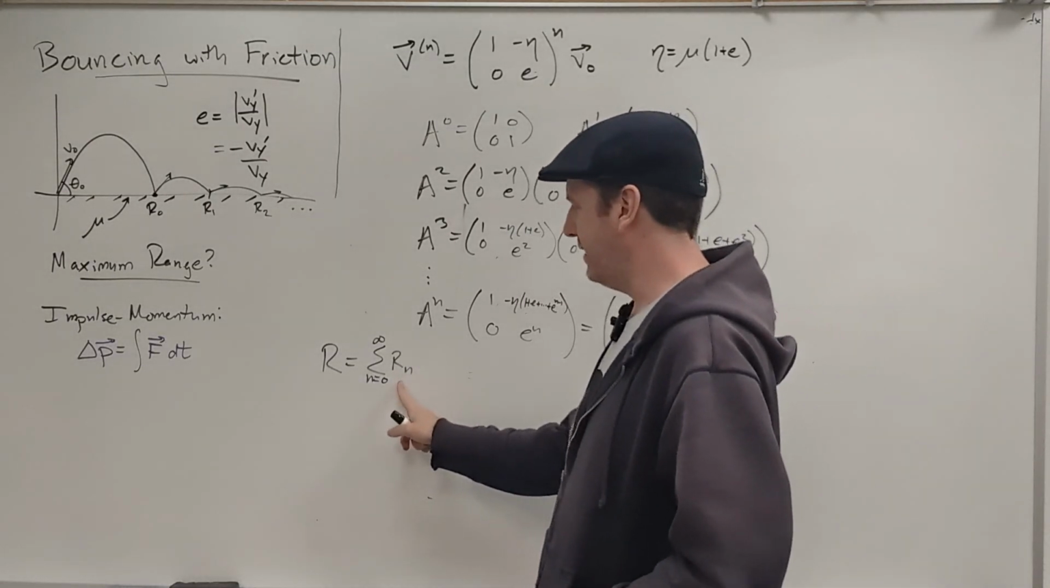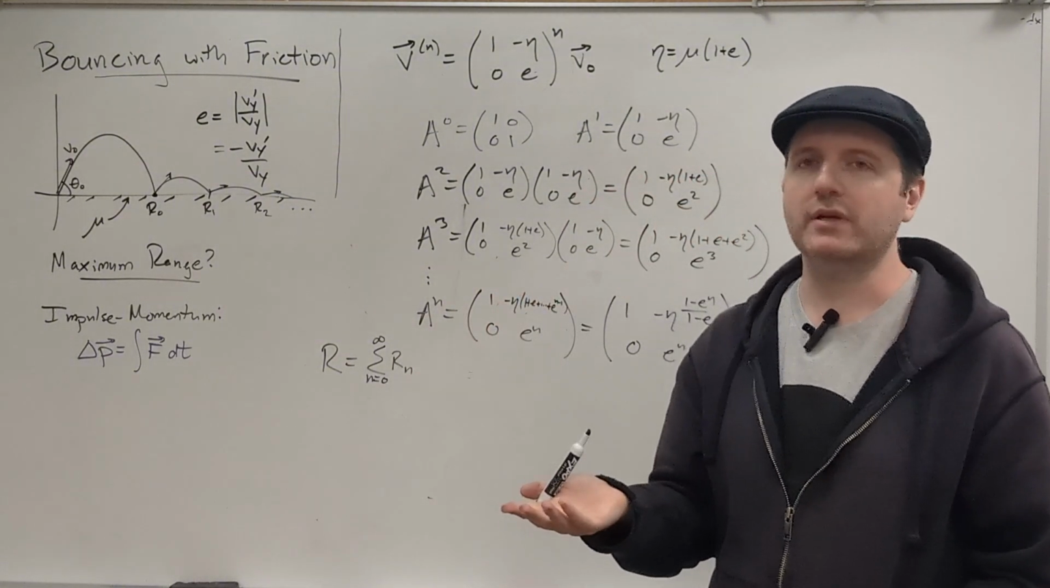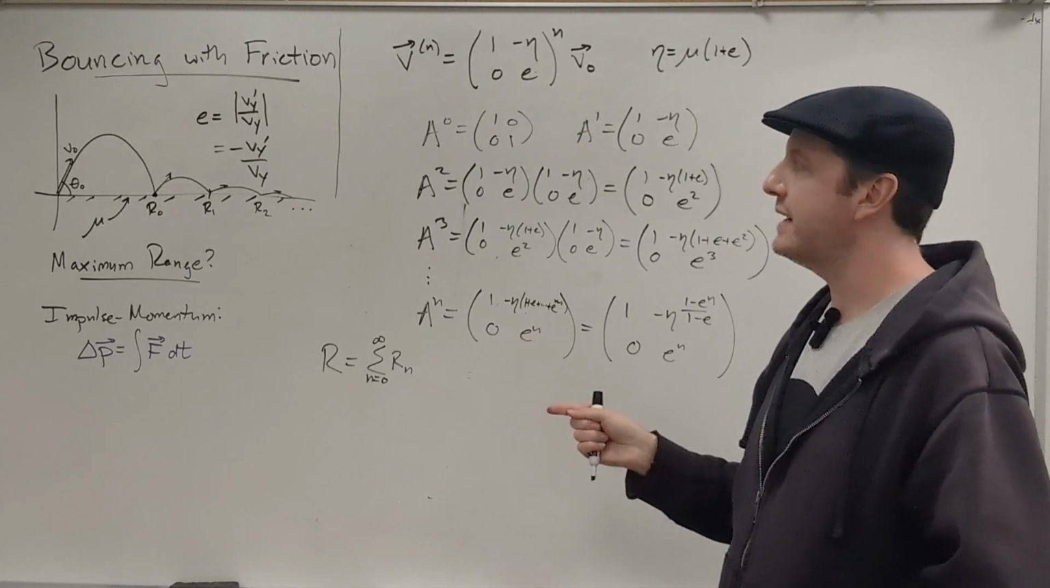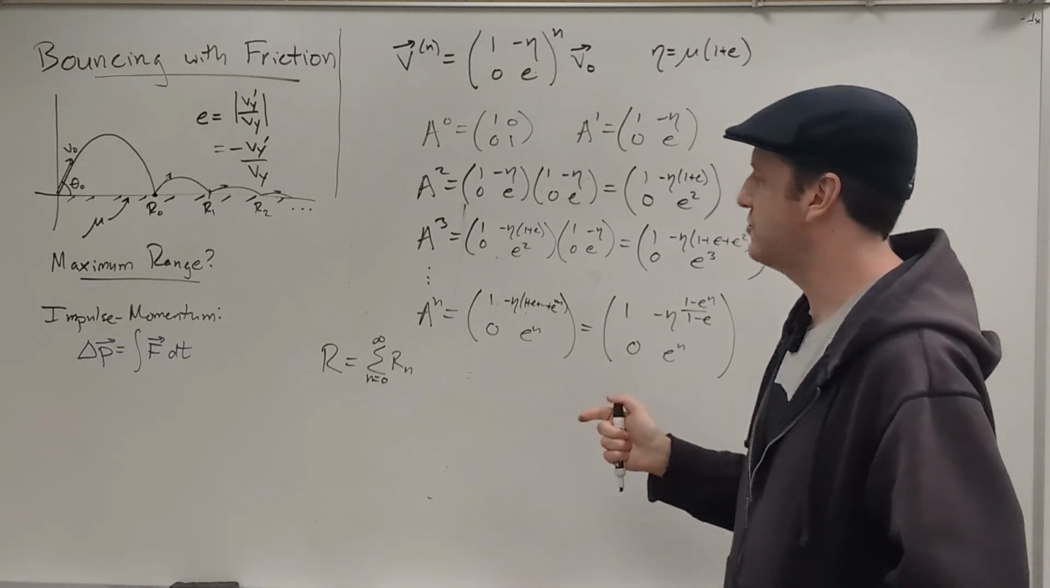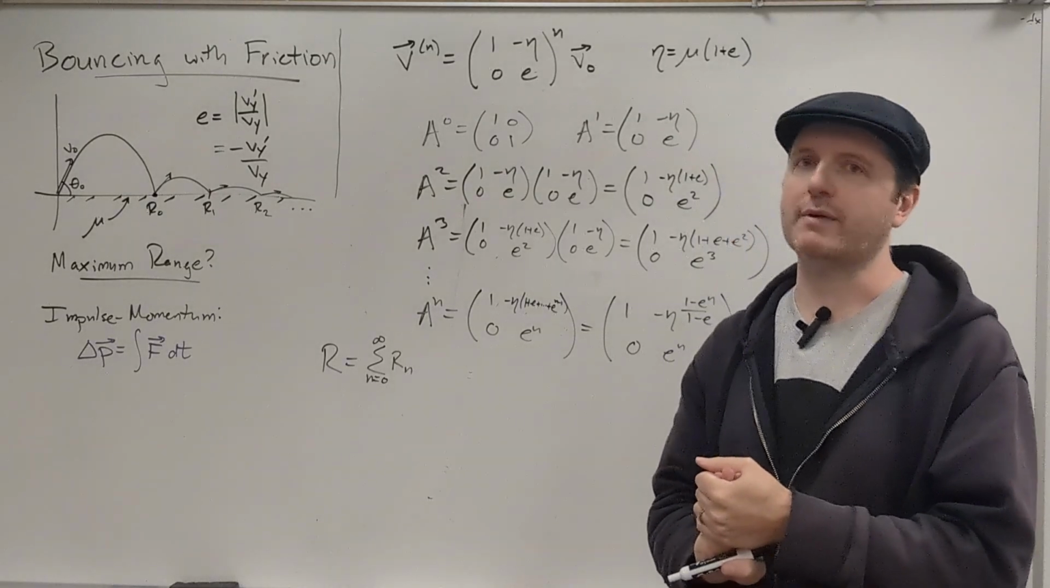But I need a formula for the nth range. Now, we've derived the formula for a parabolic arc many times on this channel, but I think we're not going to want to use the one that involves trigonometry.